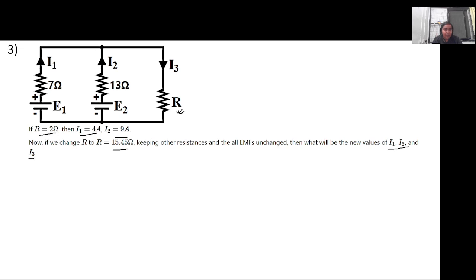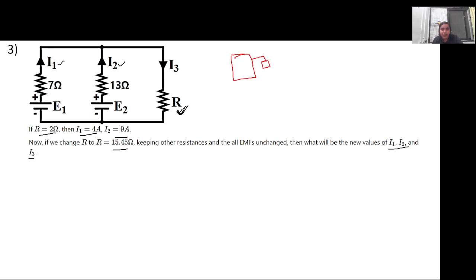So when the value of this resistance changes, of course this current I3 will change, because of which the current distribution in branches 1 and 2 will change, and we'll have to figure out the values of I1, I2 and I3. Now since E1 and E2 are not given, you cannot simply go about solving KCL and KVL using the new parameters. What you can however do is use the compensation theorem, which sir has taught.